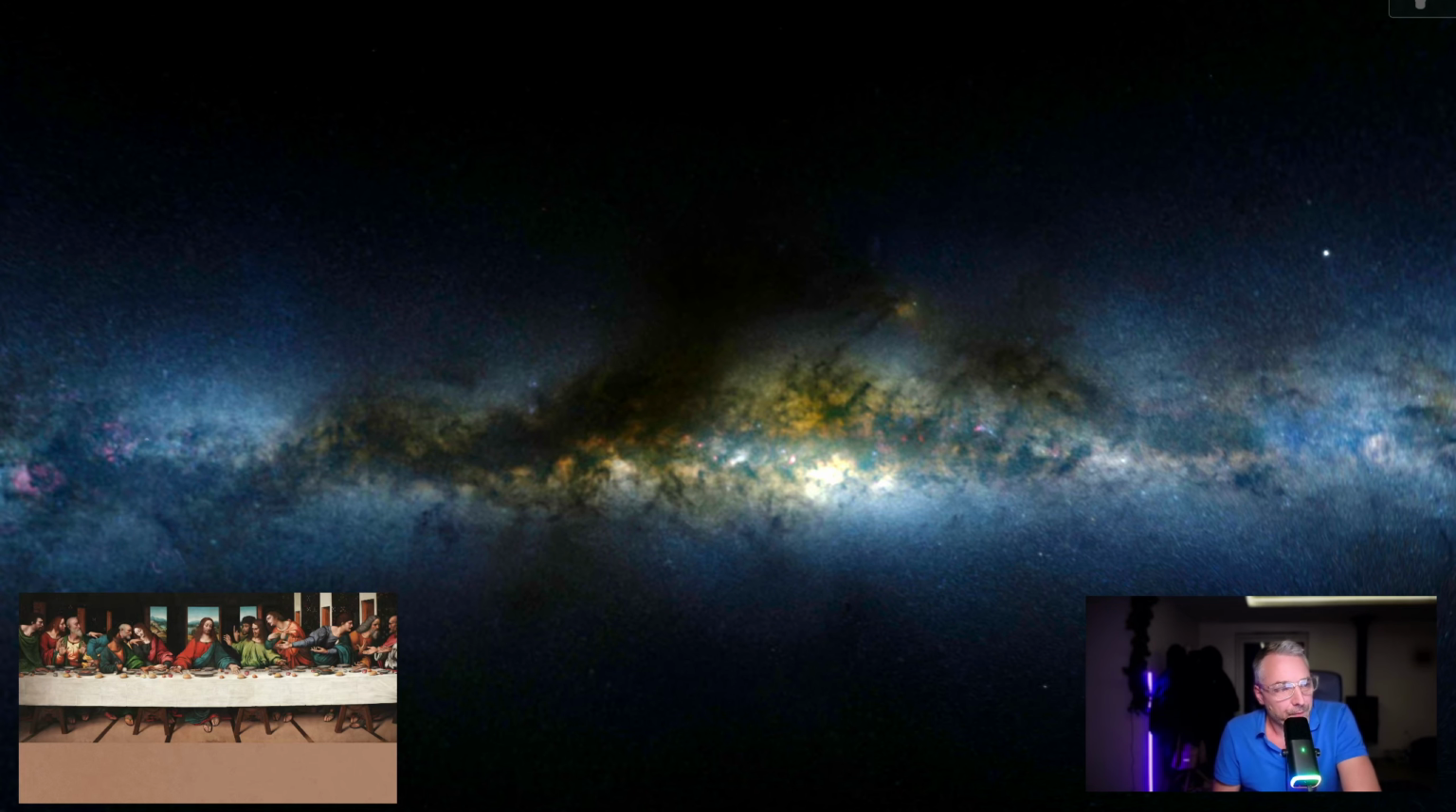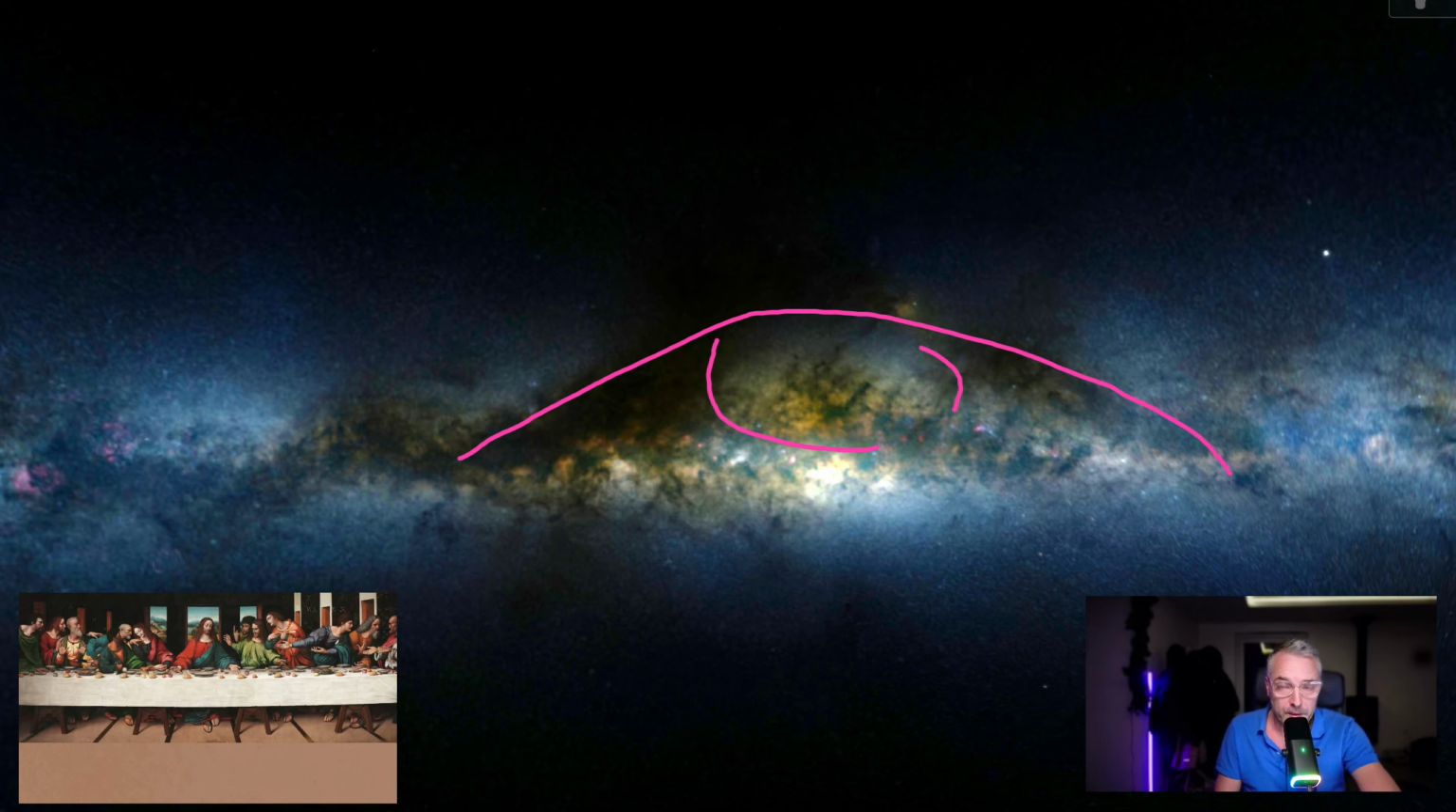According to the Bible, the scene in the picture takes place in the room upstairs. And the room upstairs is the center of the Milky Way, surrounded by dark shadows forming the room. Let me draw it for you. Here's the house, and here's the room upstairs. We could also use the term temple, because Leonardo da Vinci painted a temple or a temple hall.